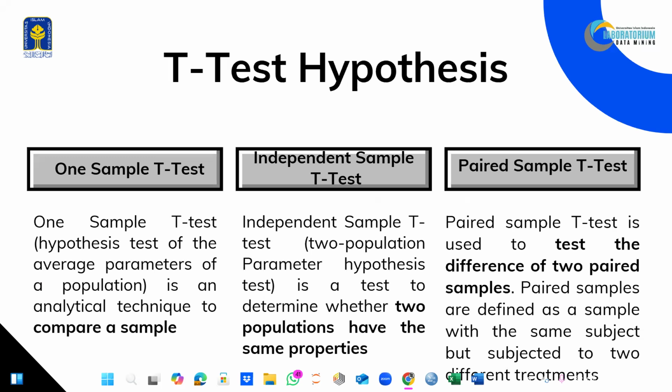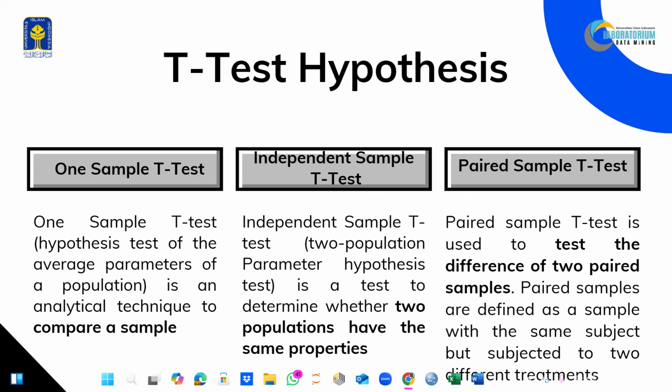Independent sample t-test concerns two population parameters. The hypothesis test determines whether two populations have the same properties. The properties of the populations are not different, because in the independent sample t-test the properties are the same. And last but not least is the paired sample t-test.